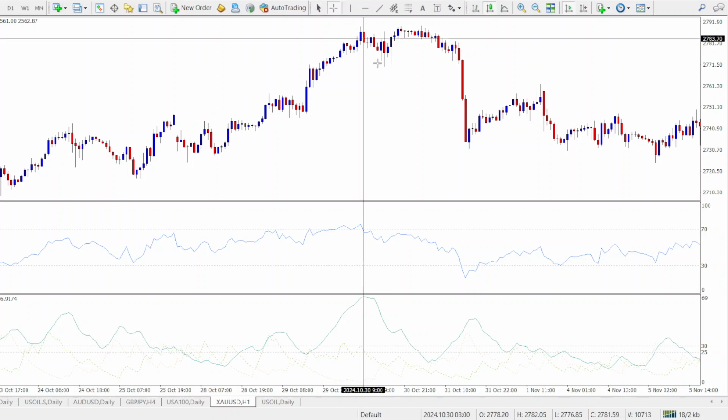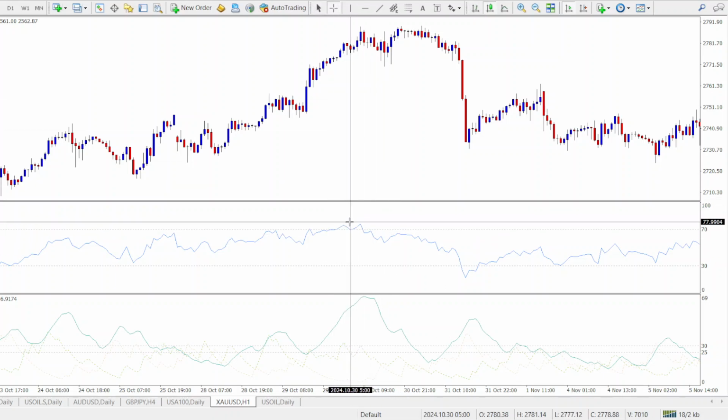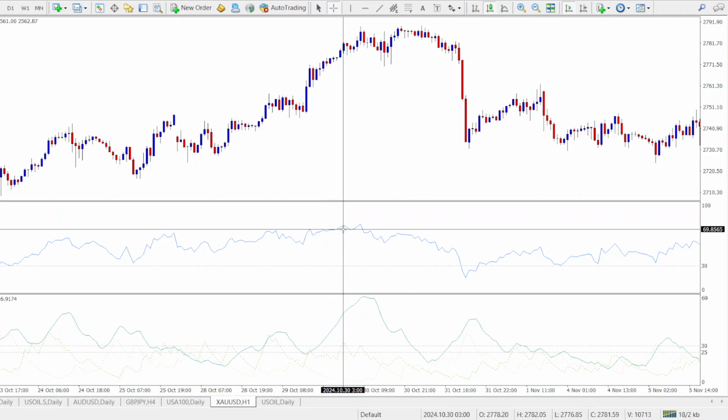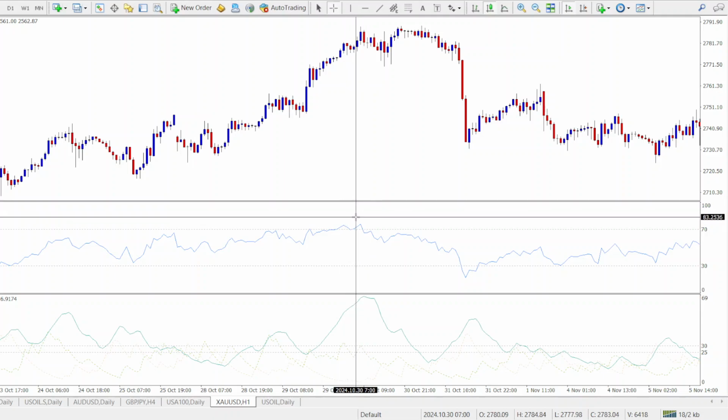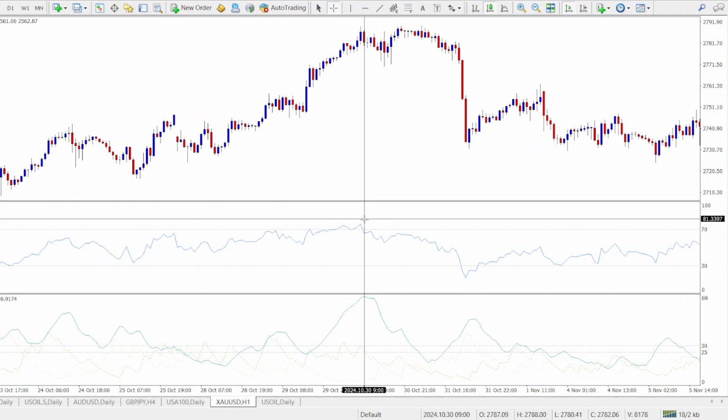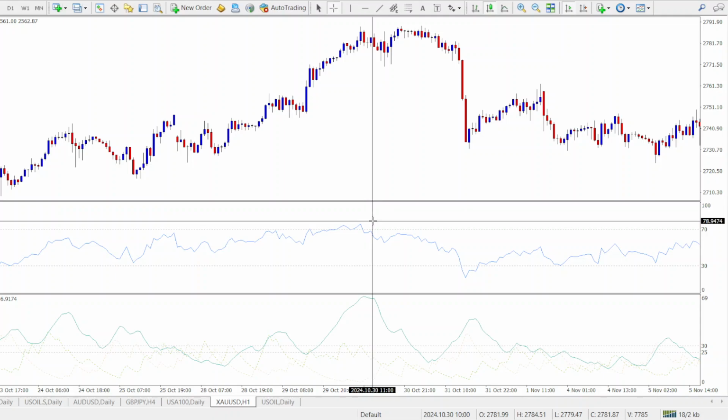Now let us look at this example. We had the RSI in the overbought territory. In your mind, you might be thinking this is a good time to sell. Even when the RSI began pointing downwards, you might think that this is a good time to sell.